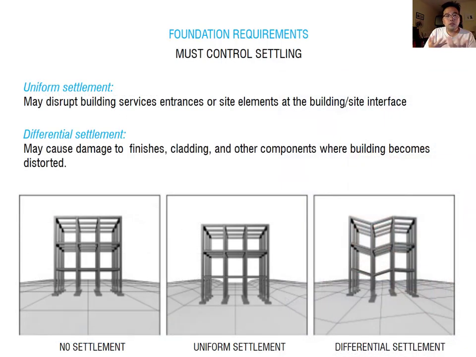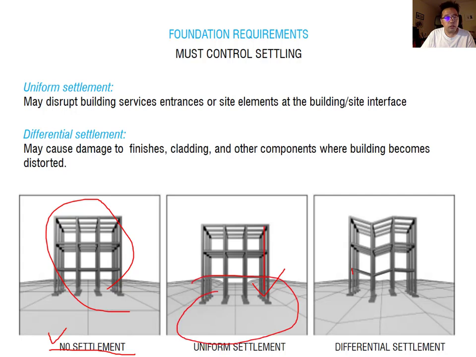So when you consider the earth while designing the foundation, you have to control settlement. Settlement is related to the earth. If the earth is complete and solid enough to support your building weight, there is no settlement. It's very stable. But if your whole site is weak, the whole building actually sinks, right? Because the whole site has a weak earth condition. So it disrupts the building service entrance or site elements at the building site and interface.